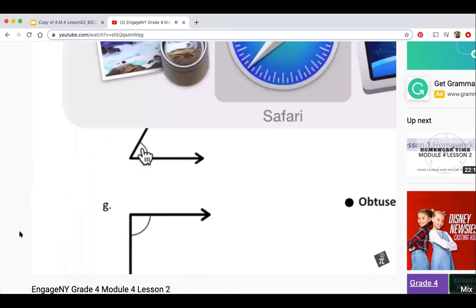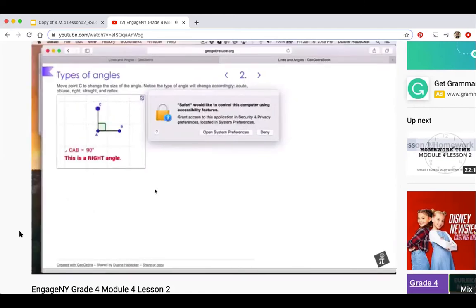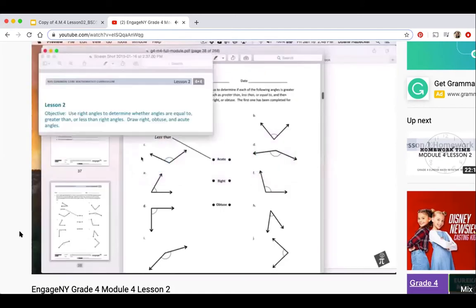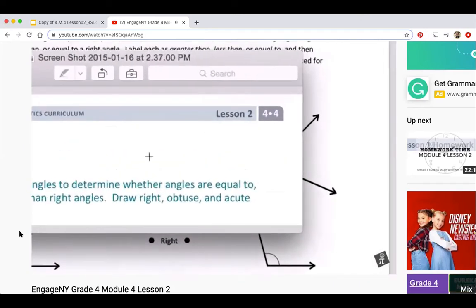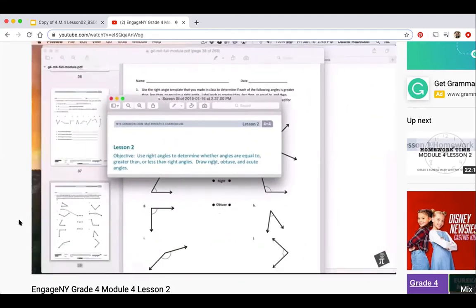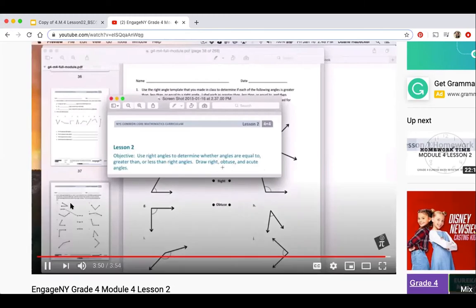And that is grade 4, module 4, lesson 2, where we're learning about right angle, obtuse angle, and acute angle.